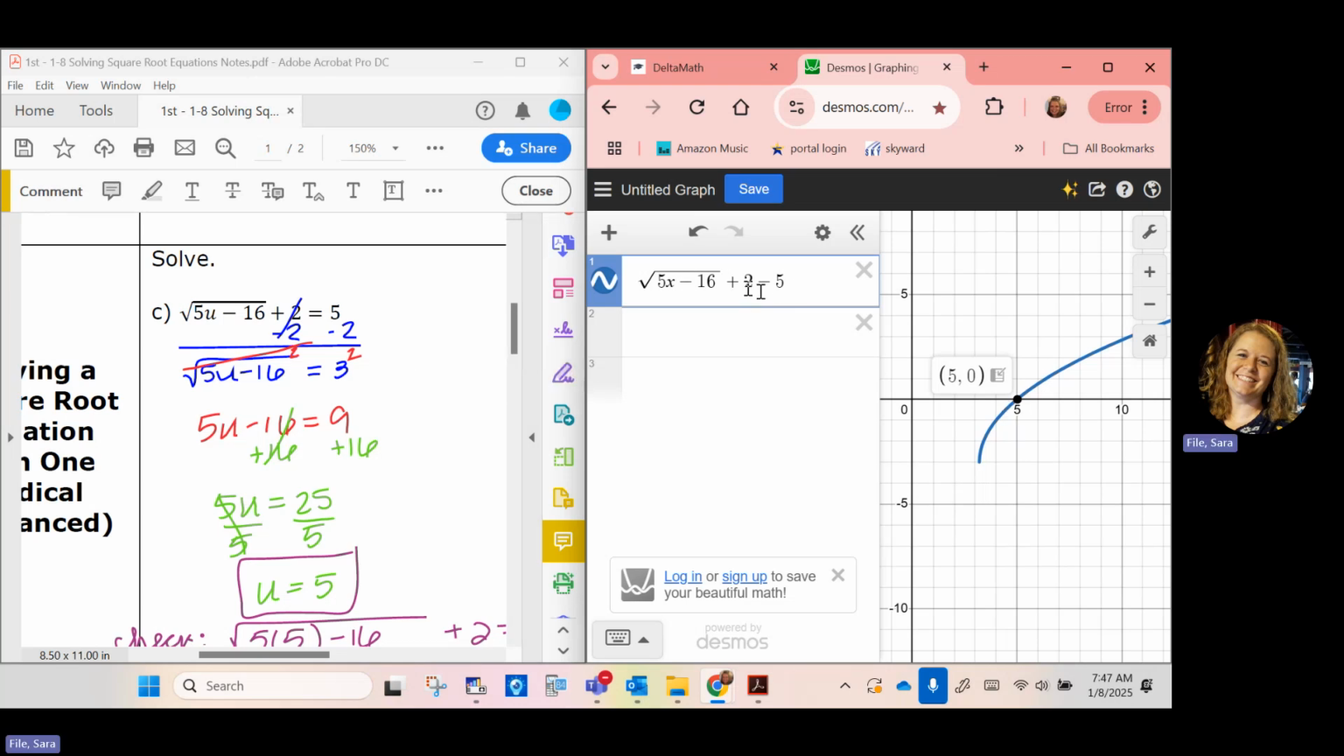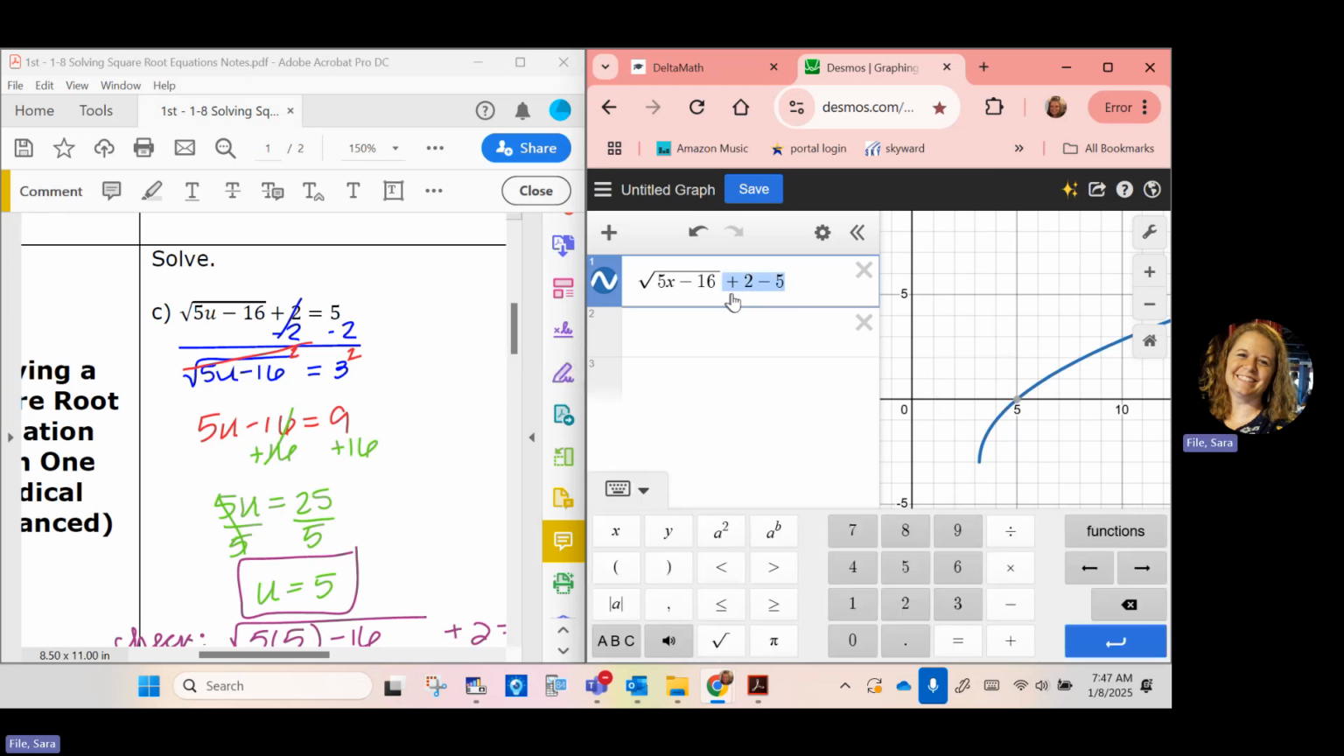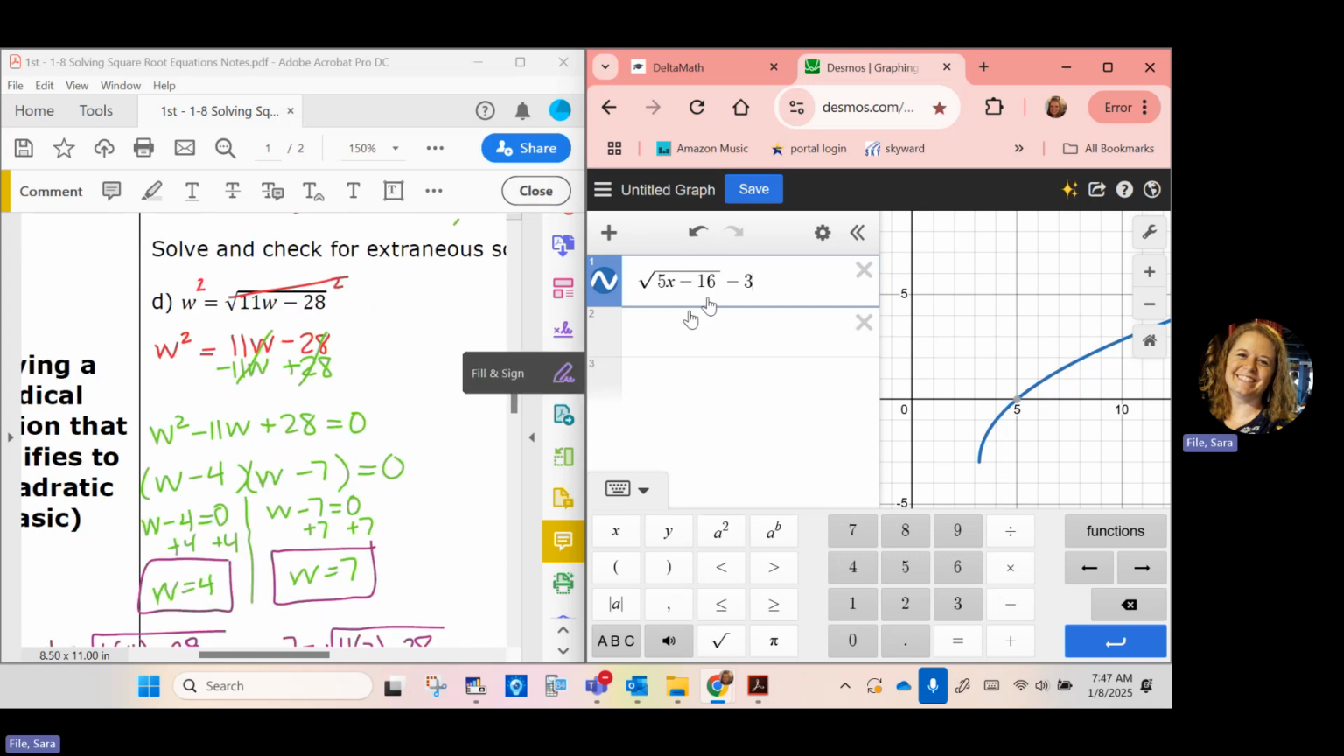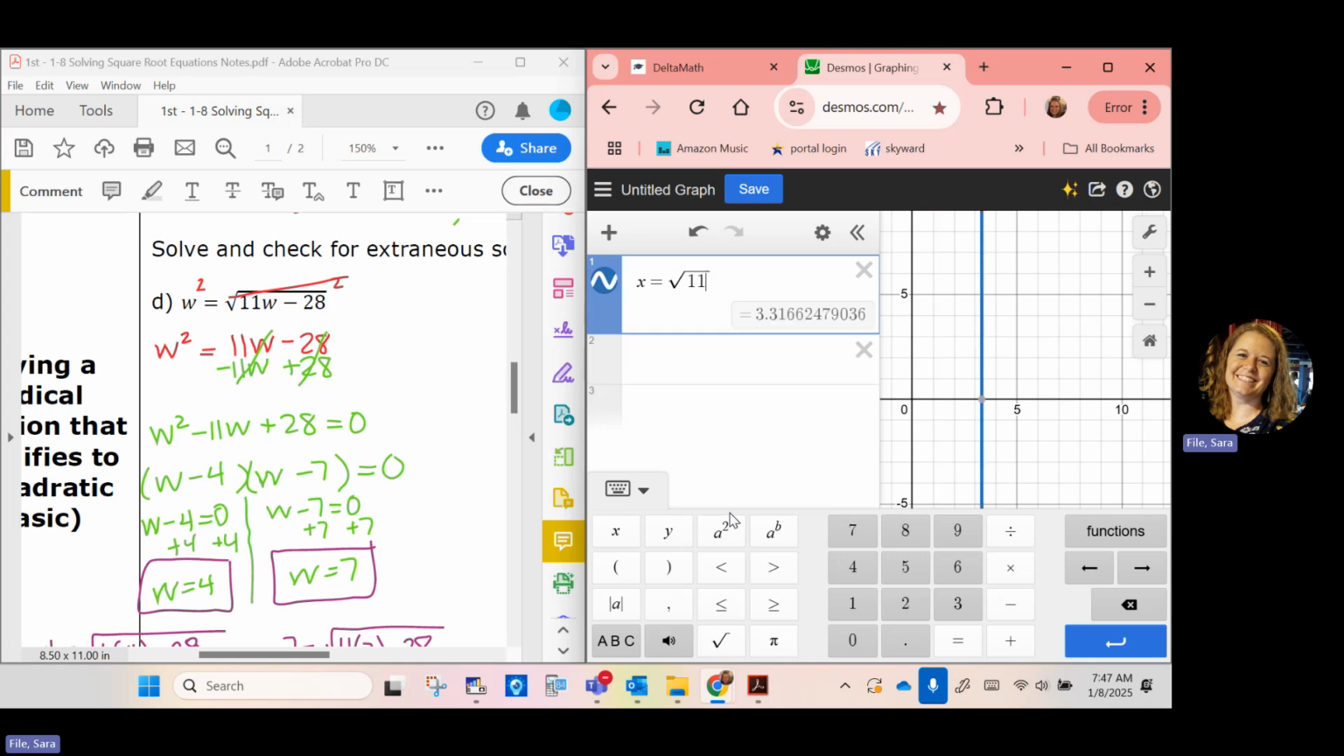Okay, and you can see if I went ahead and combined these like terms and wrote that as minus 3, the graph doesn't change because that's equivalent. Okay, the one that turned into a quadratic, let's try that one. That one was x equals the square root of 11x minus 28.